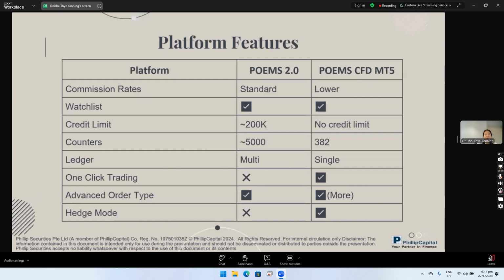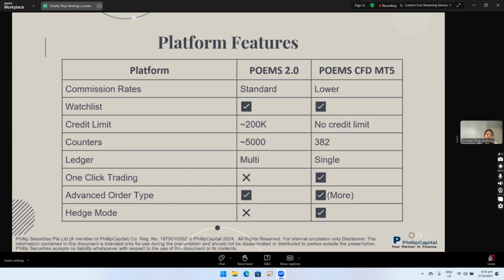Okay, now, here are the few platform features. At Philips Securities, we offer equities, commodities, FX, and indices trading in the form of CFD contracts, which is available on our Poems 2, Mobile 3, and Poems CFD MT5. So here are the features for our platform for Poems 2 and Poems CFD MT5.